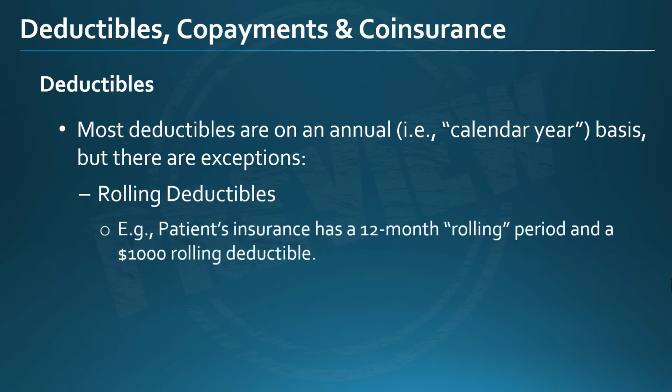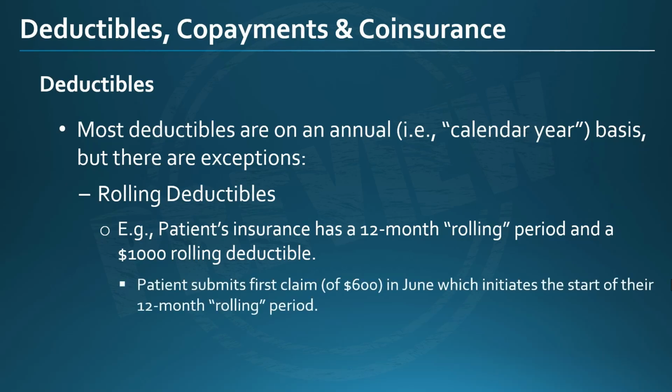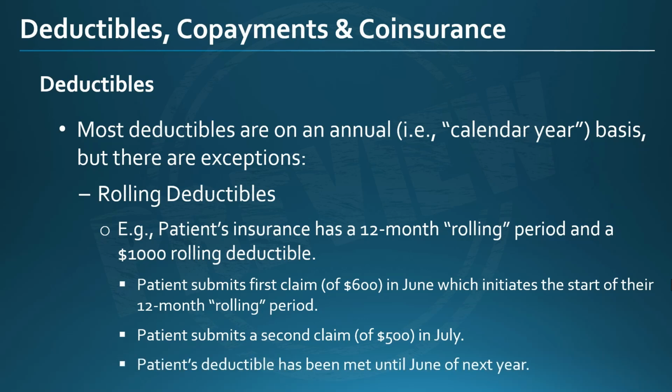For example, let's say a patient has a 12-month rolling period and a $1,000 rolling deductible. If they submit their first claim of $600 in June, their 12-month rolling period begins at that time. Then let's say that they submitted another claim in July, this time for $500. Between these two claims, the patient's $1,000 deductible has now been met and will remain so for 12 months after their initial claim was made in June.